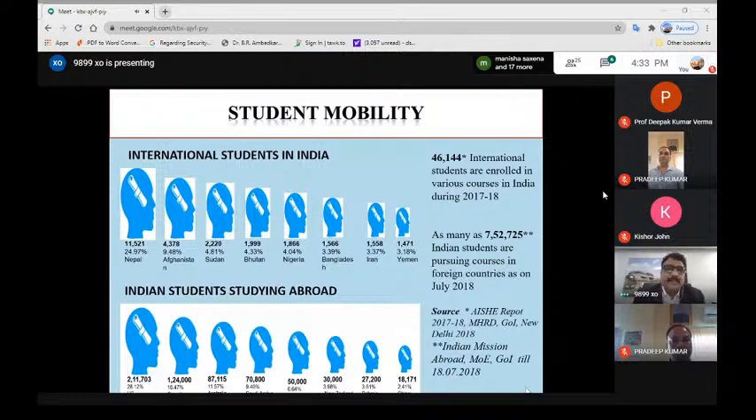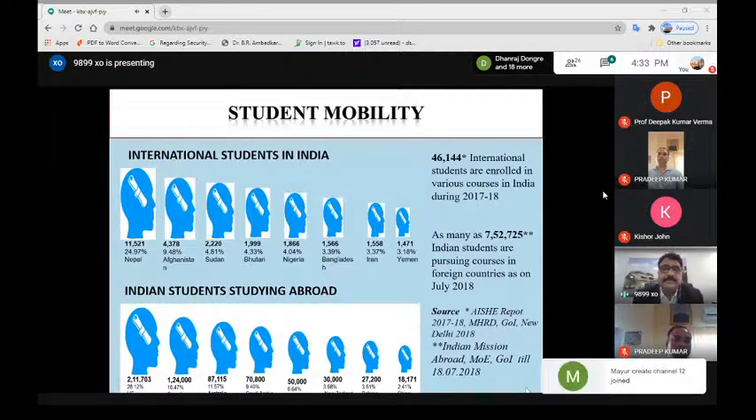Then take the example of international students in India. I just gave examples of four or five countries, but there are also Iran, Yemen, Bangladesh, Nigeria, Bhutan, Sudan, Afghanistan, and Nepal. So this is one curve.